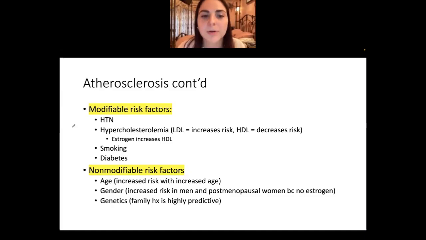And then non-modifiable, this is stuff you really can't change no matter how hard you try. So age, okay, you have an increased risk with increased age. Gender, again, we just talked about this. Actually, Dr. Sitar said gender, it should be sex. He needs to get with the times. So when you're a man and a postmenopausal woman, you don't have estrogen, you have an increased risk, just right off the bat.